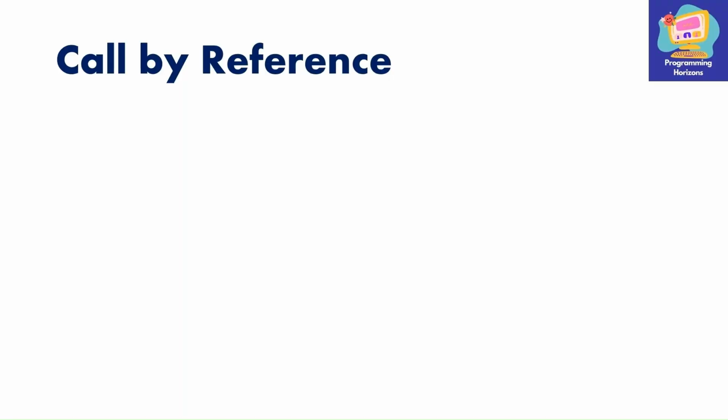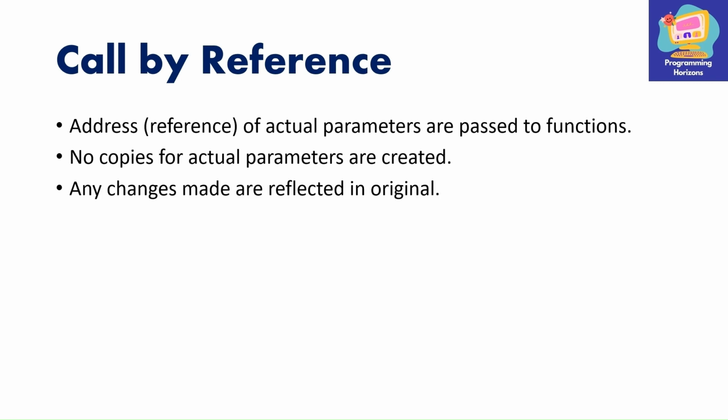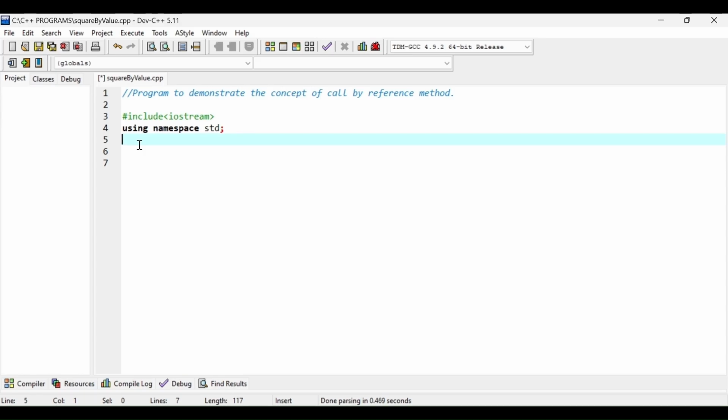On the other hand, in case of call by reference, the address or reference of actual parameters is passed to the functions as formal parameters. Therefore, no copies are created and any changes made are reflected in the original values. Let me now illustrate the concept of call by reference using a simple C++ program.